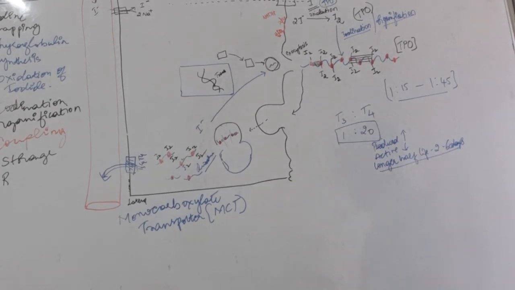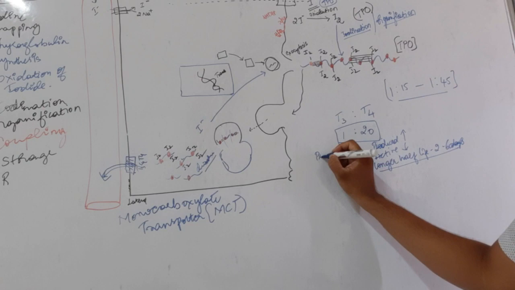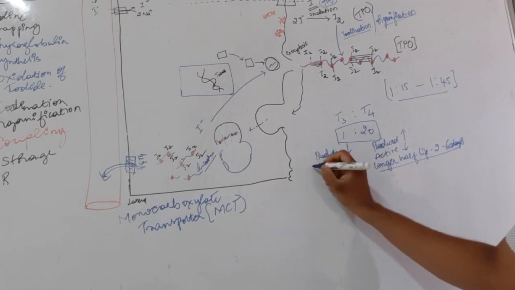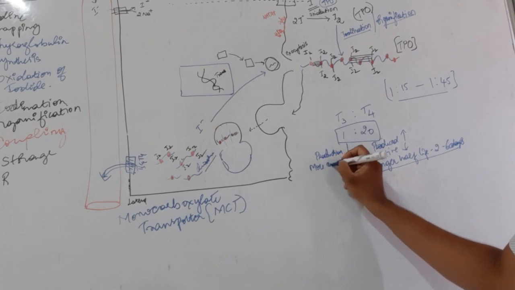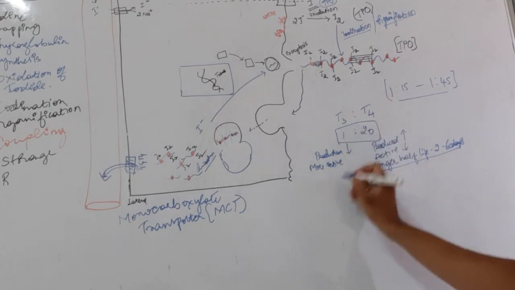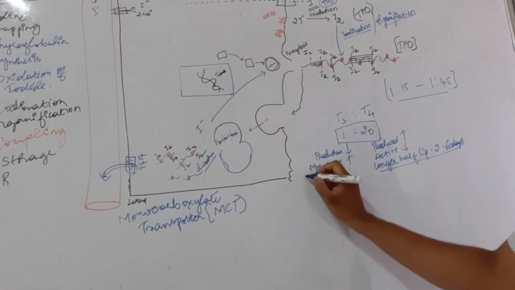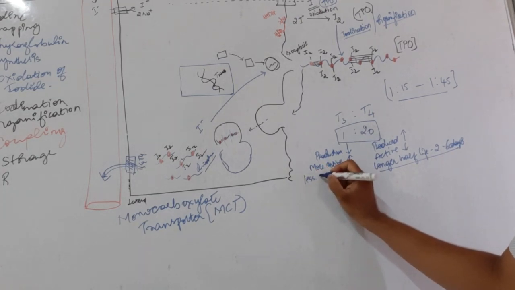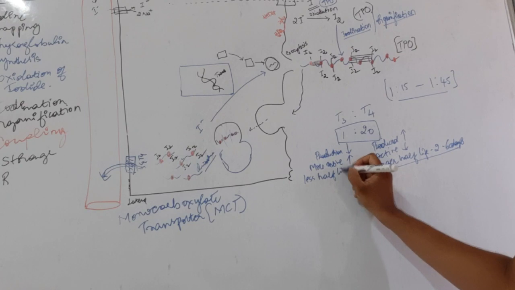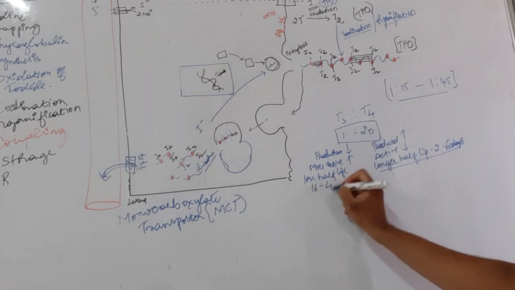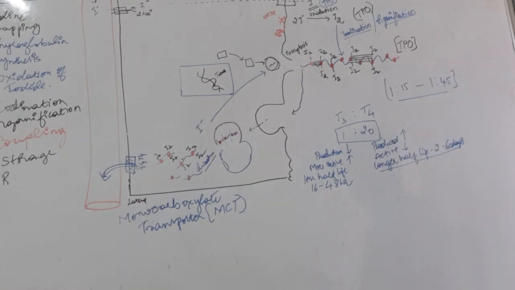Whereas T3, production is lesser, but it is more active than the T4, and it has got a less half-life compared to that of the T4, it is about 16 to 48 hours.